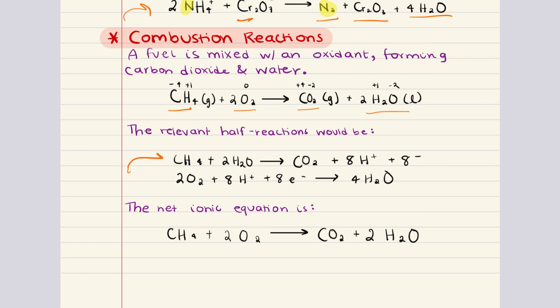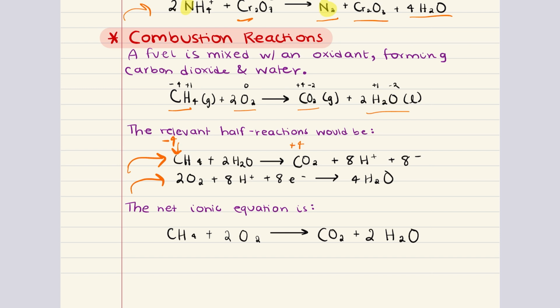Here you see the oxidation half reaction. In this half reaction, the carbon in methane loses electrons, indicating oxidation. So the carbon atom in methane has an oxidation state of -4, which changes to +4 in carbon dioxide. Now we can look at the reduction half reaction as well.